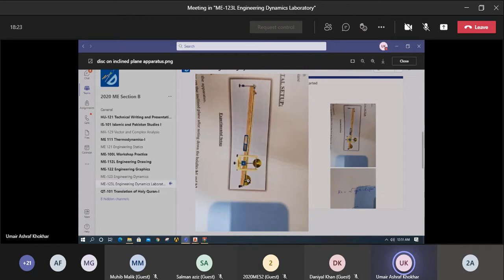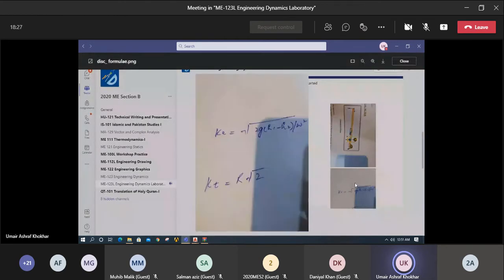right? And these are the calculations you're gonna do. This is the experimental value of the radius of gyration, and this one is the theoretical value of the radius of gyration. Again, you're gonna find out both of them, and once you find them out, you're gonna find out the percentage error.